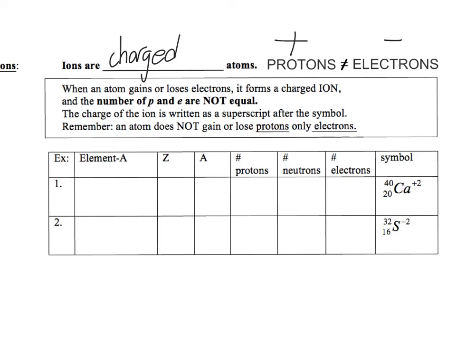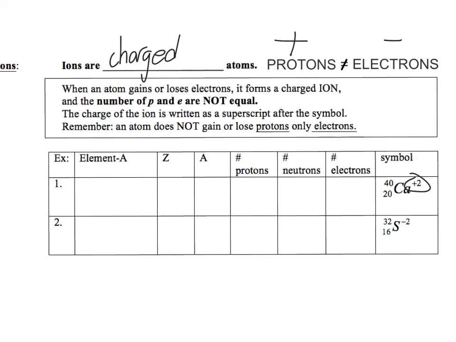I have a symbol, 40 over 20 Ca, with a +2 in that upper right-hand corner right there. That tells me that this atom has a total overall charge of +2. I have 2 more positives than negatives. So since I have 2 more positives than negatives, that's going to affect how many protons I have versus how many electrons I have. In those previous examples, we were allowed to assume that my protons equal my electrons, which means if my protons were 7, I would have 7 electrons too. That's no longer the case if I have an overall charge.